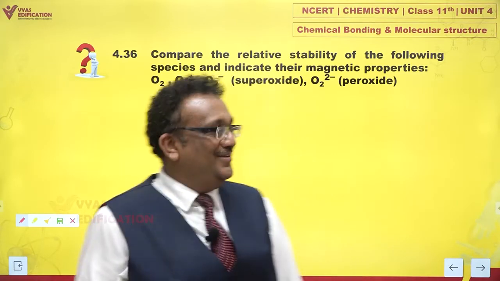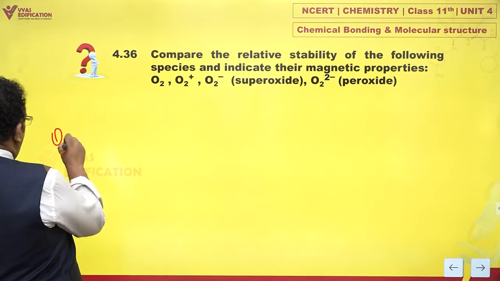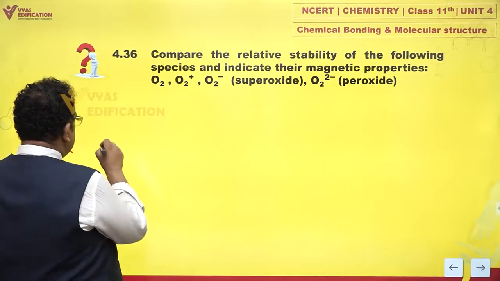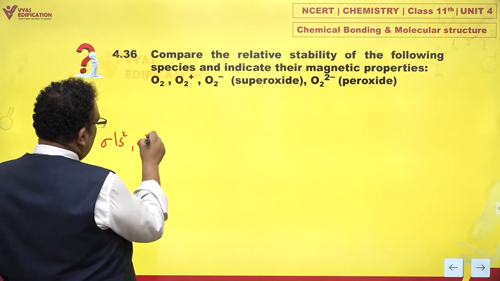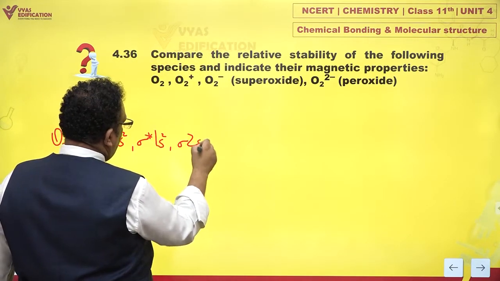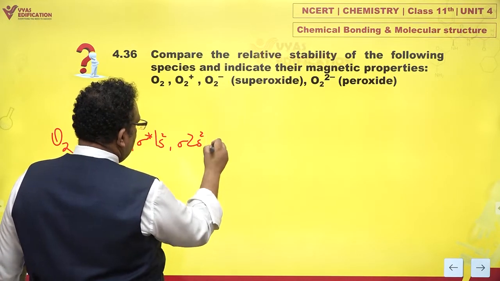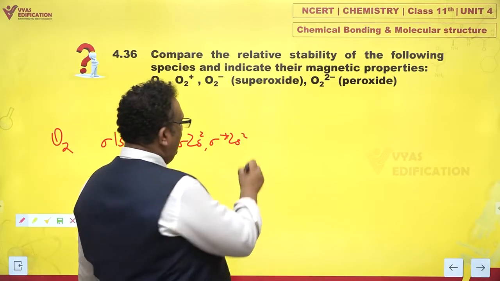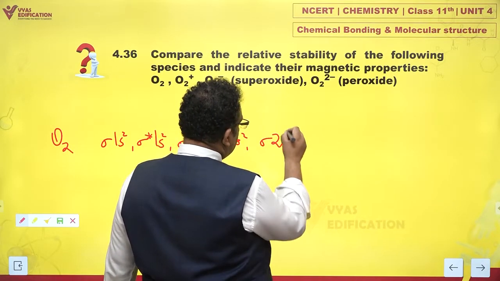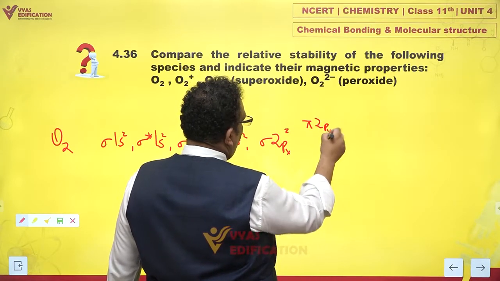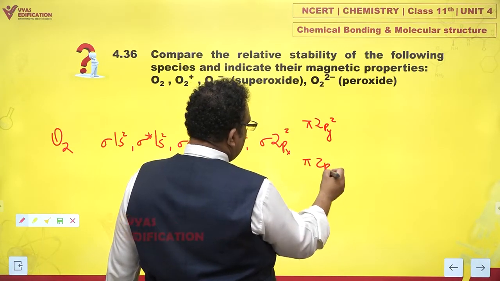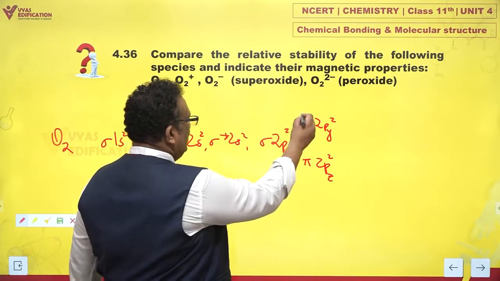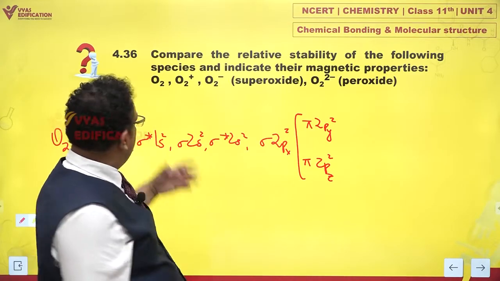Yes, let's do that. First, let us write it down for O2. O2 contains how many electrons? 8 plus 8, 16 electrons. Sigma 1s2, sigma star 1s2, sigma 2s2 and sigma star 2s2. There go 8 electrons. Now you have sigma 2px, pi 2py, pi 2pz. 8, 9, 10, 11, 12, 13, 14. We have 14 electrons booked. And we just have 16 with O2.